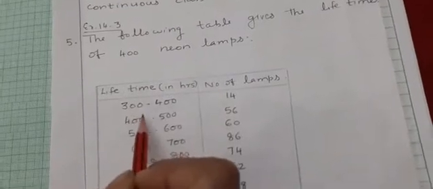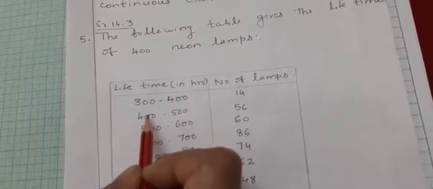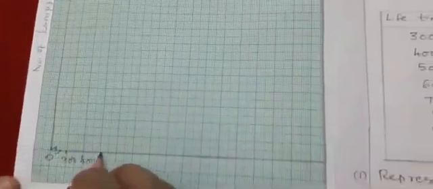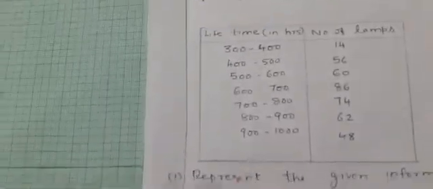Since the first class interval is starting from 300 and not 0, we show it on the graph by marking a kink or a break on the axis. Like this. This is called kink. Then we will start from 300. Next number is 400. Then 500. So till 1000 we have to take.